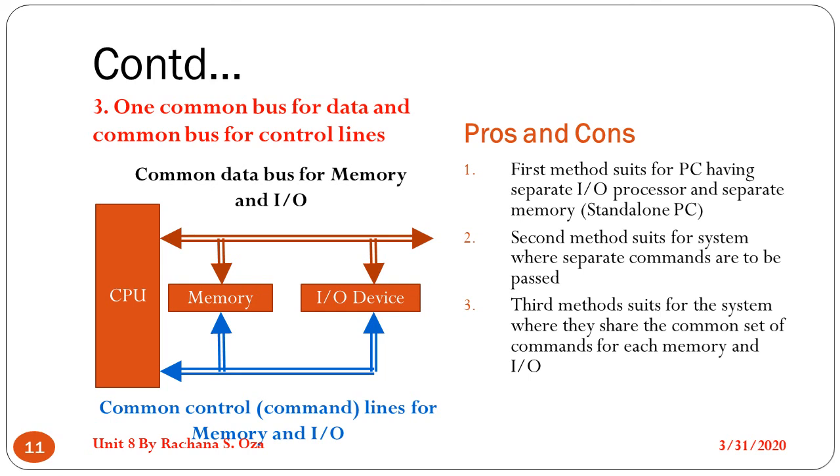Let's go with the third technique. The third method is for systems where they share the common command for each of the memory and the IO. This is a generalized or uniform method for configuring the connection between CPU, memory and IO.